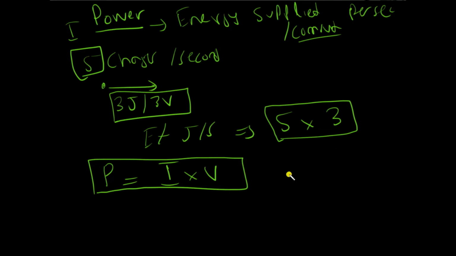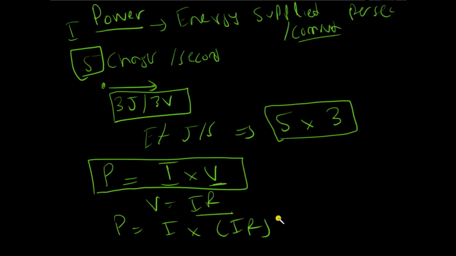You can manipulate this formula into other forms. For example, we know that the voltage is IR, so we can just substitute it here, and I times IR is equal to I squared R. So this formula would also work in the same way. You just take the square of the current and multiply it by the resistance. So this is what power is.